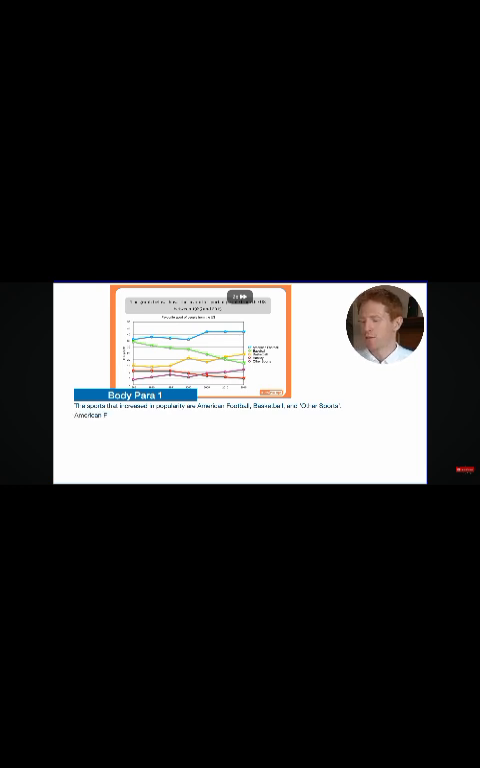Here's the second sentence. American football was the favorite throughout the period. Another short sentence that tells the examiner that we're first looking at American football. Now that I've said that about American football, maybe I'm going to include some more details about American football.